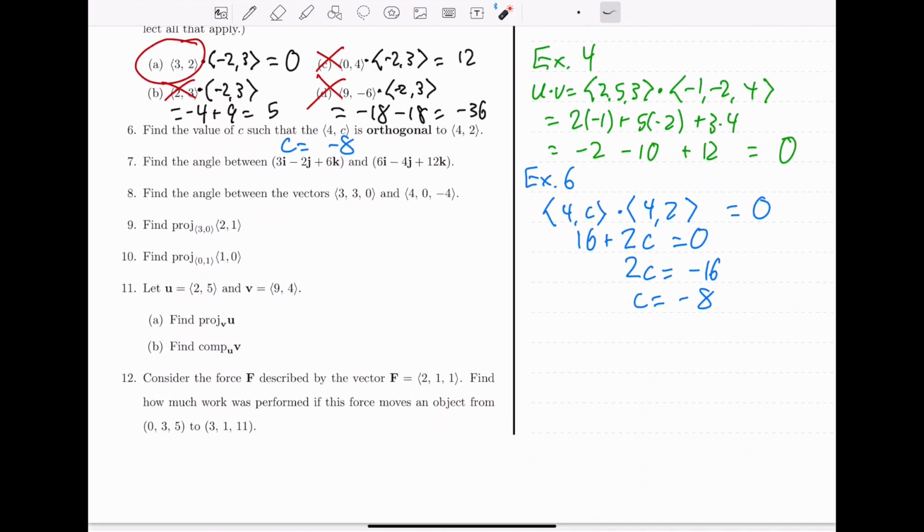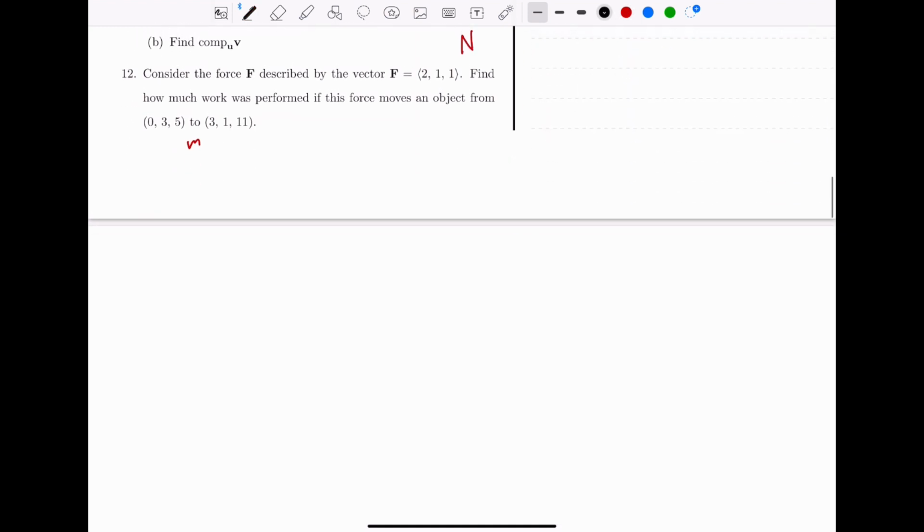We have a force vector F described by 2, 1, 1, and we want to know how much work was performed if that force moves an object from the point 0, 3, 5 to 3, 1, 11. Let's assume that the force vector is measured in newtons, and that we're measuring distances in meters. First thing to do is to find the displacement vector.